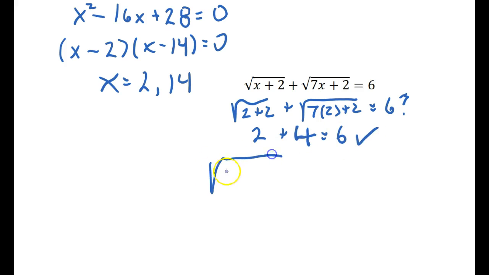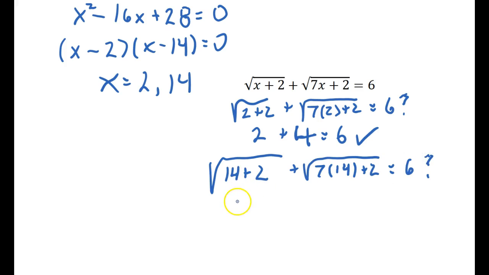How about 14? Okay, is the square root of 14 plus 2 plus the square root of 7 times 14 plus 2 equal to 6? Let's see, that's 4 plus, now, you know what, 7 times 14 plus 2, the square root of that is going to be a lot bigger than 2, which is what it would have to be to equal 6. So I'm going to say that 14 does not work, and the only answer we're going to use is x equals 2.